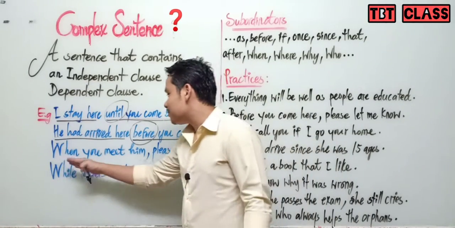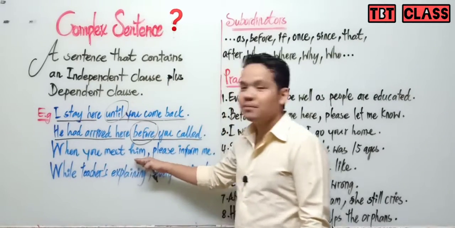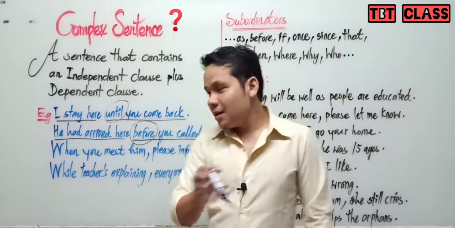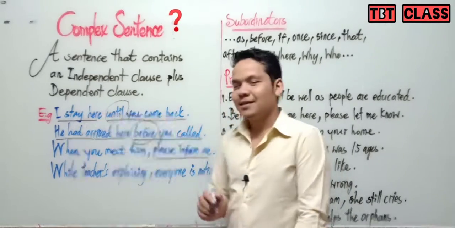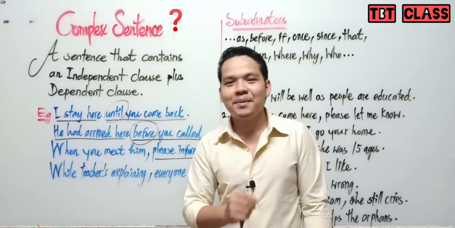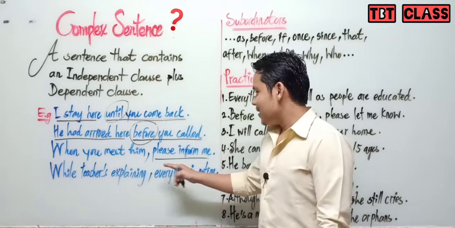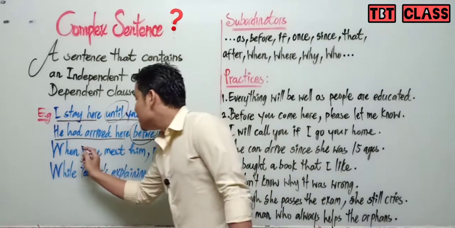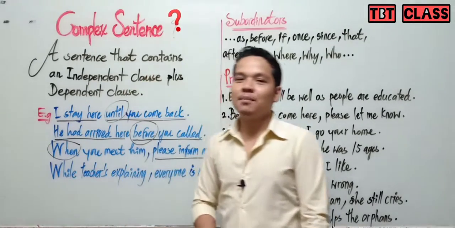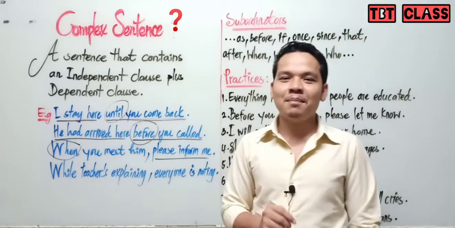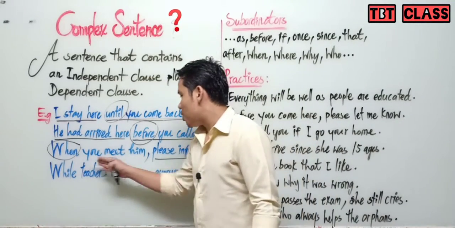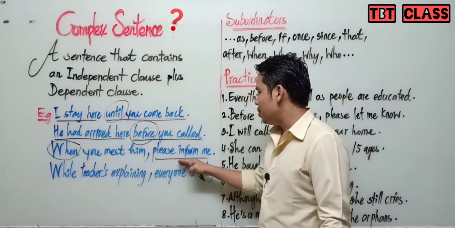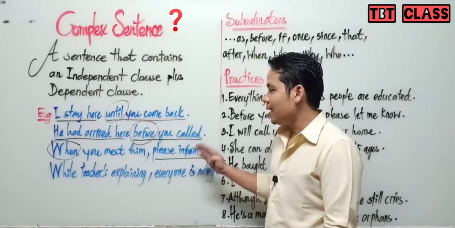Okay? Another one. When you meet him, please inform me. You see, "please inform me" is the independent clause, and "when you meet him" is the dependent clause, because we see "when" here is a subordinating conjunction, or we call it a subordinator. So "when you meet him" is a dependent clause, comma, and "please inform me" is the independent clause. Let us see one by one.